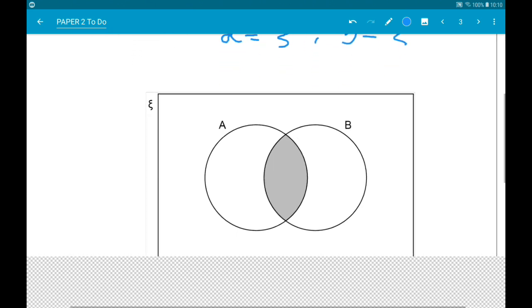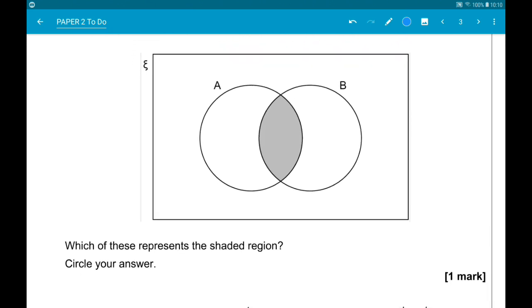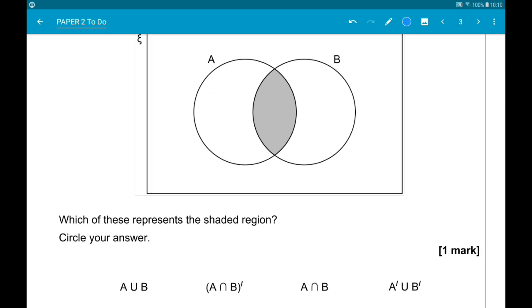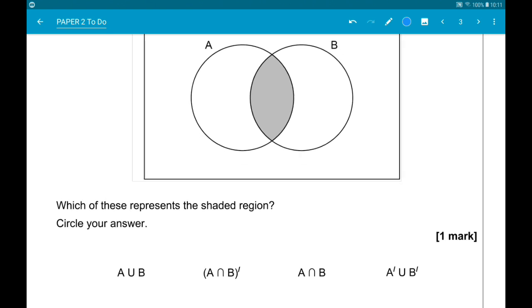Question 4. We want to circle, there we go, which of these represent the shaded area in the Venn diagram? So the first one, A union B, means A or B or both. So it's not that guy. The second one means A and B, but not, so not A and B. The third one means A and B, that is our guy.